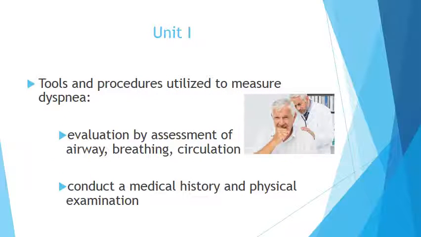Tools and procedures utilized to measure dyspnea. First, we're going to evaluate by assessment of the airway, breathing, and circulation. This is going to help us determine the patient's cardiopulmonary status. Secondly, we're going to conduct a medical history and physical examination, like a medical interview. We're going to ask questions like, do you smoke or use any type of tobacco products? Ask the patients about their cardiac history and pulmonary history, whether or not they have asthma, emphysema, chronic bronchitis, COPD, pulmonary fibrosis, and so on.